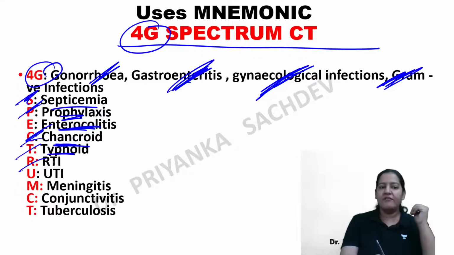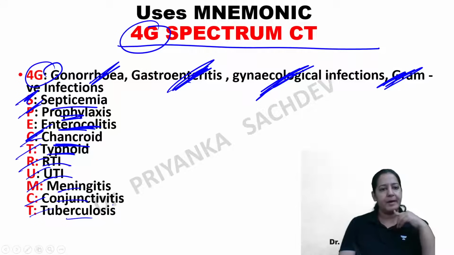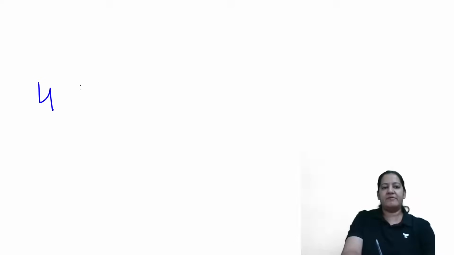T for typhoid, R for RTI, U for UTI, M for meningitis, C for conjunctivitis, and T for tuberculosis. You got my point? Say yes or no. So would you like to try? Let me try. It looks difficult, but we will try. 4G spectrum.